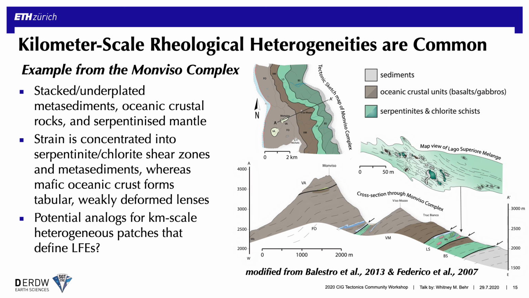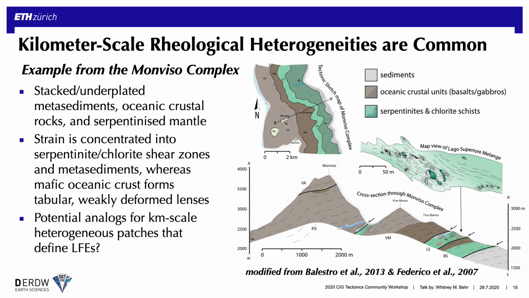This is a schematic sketch map and cross-section of the complex, and it illustrates how several multi-kilometer scale sediment, mafic oceanic crust, and mantle slices are stacked due to progressive underplating. The mafic oceanic crust units here tend to form coherent slab-like slivers that are only weakly deformed and preserve original igneous textures, whereas strain is concentrated primarily into half a kilometer or so thick chlorite serpentinite shear zones. The base of this sequence also involves strongly deformed metasediments with broadly distributed deformation within them.